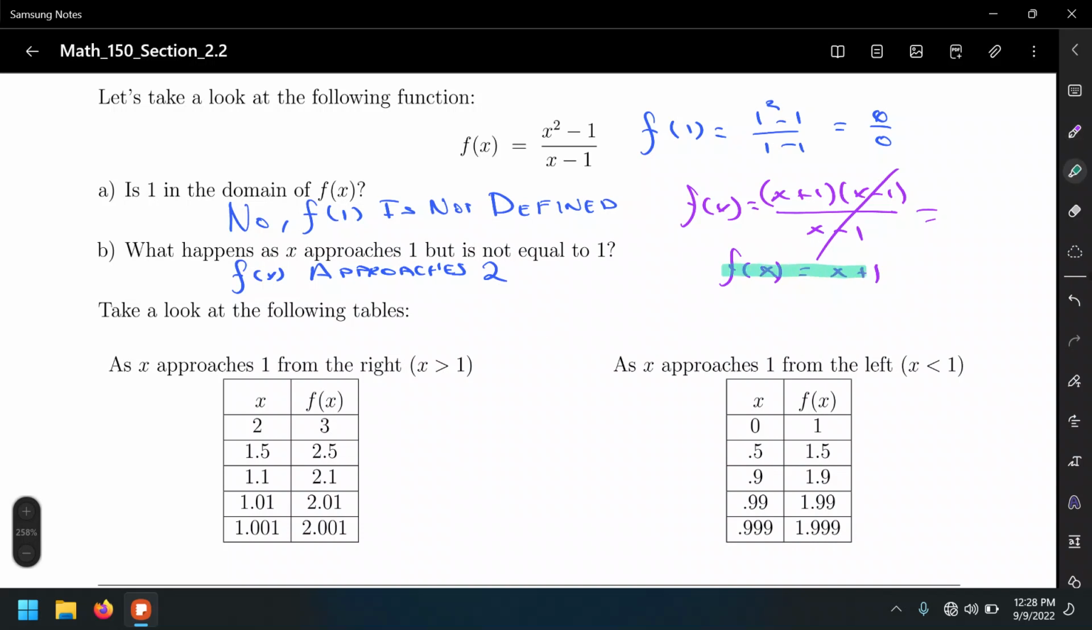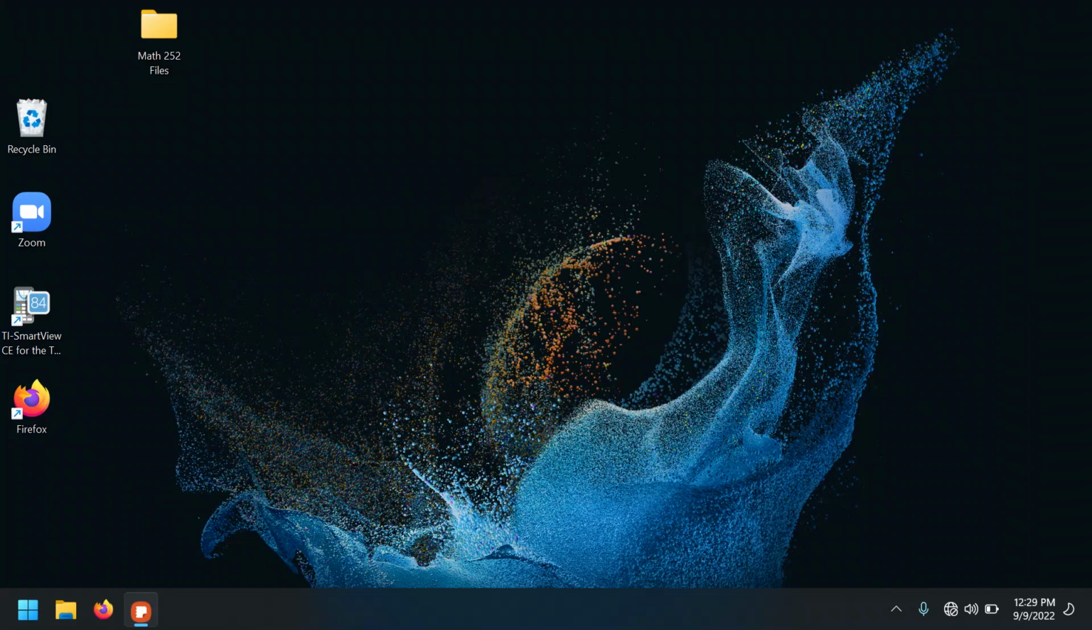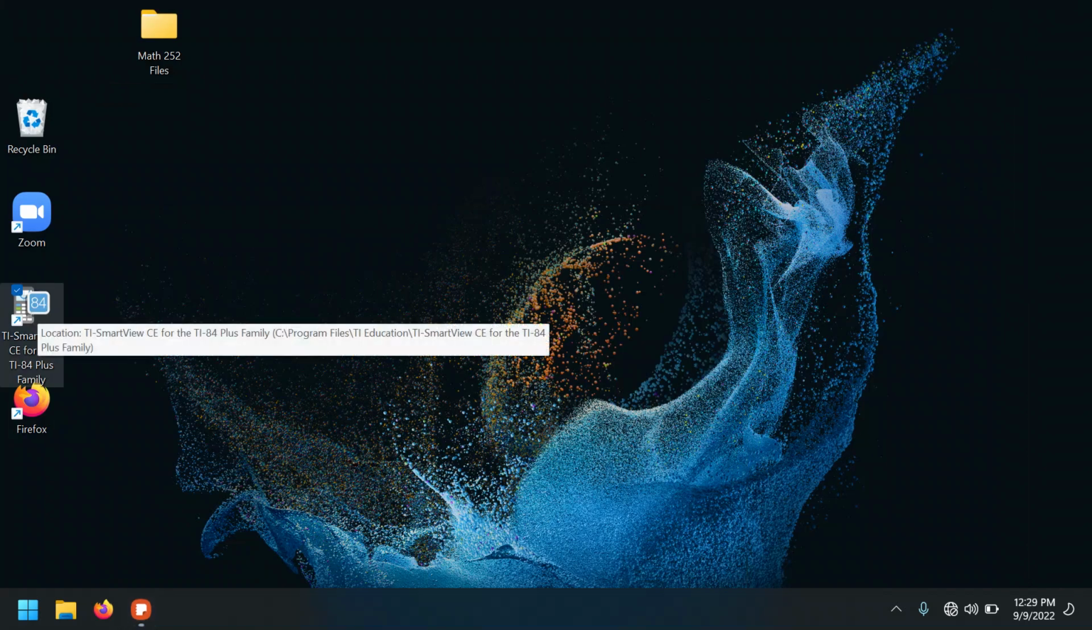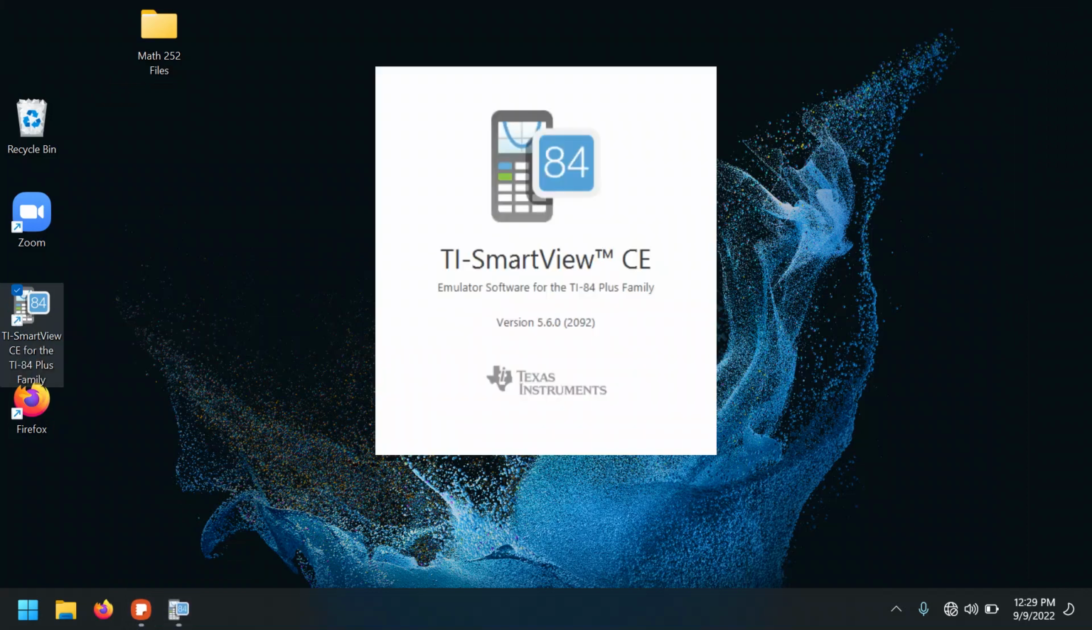Just before, I'm going to show you something on the graphing calculator. However, what kind of function is this? Linear. All right? Okay. Let me go to the graphing calculator. I'm going to graph the original function, not the reduced function.